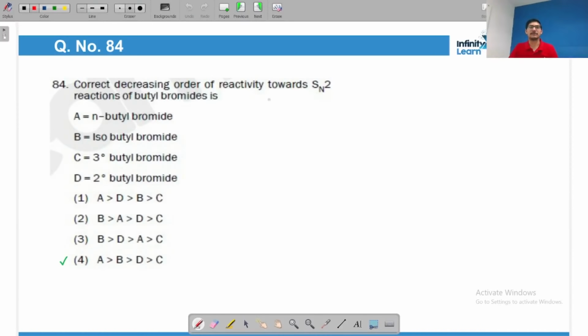Correct decreasing order of reactivity towards SN2. So n-butyl is primary, isobutyl is primary, but there is a bit of steric hindrance, right? But still more reactive than the other compounds. So this is isobutyl bromide, it's still primary, but there is a bit of methyl group here. Then tertiary and secondary butyl bromide, obviously tertiary will be less reactive. So this will be the order, right?